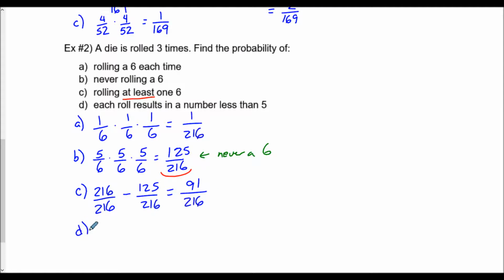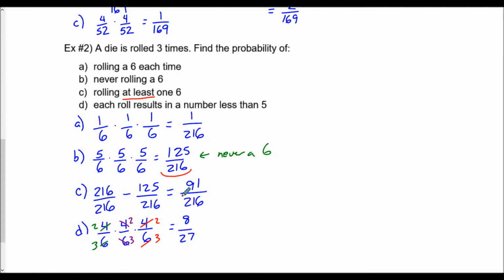And D. Each roll results in a number less than 5. Well, how many numbers are less than 5 on a die? 4. And it says each of these rolls. And the beautiful thing, let's reduce them. So 4 and 6 reduces to be 2 and 3. Each and every single one of them. Eight out of 27.